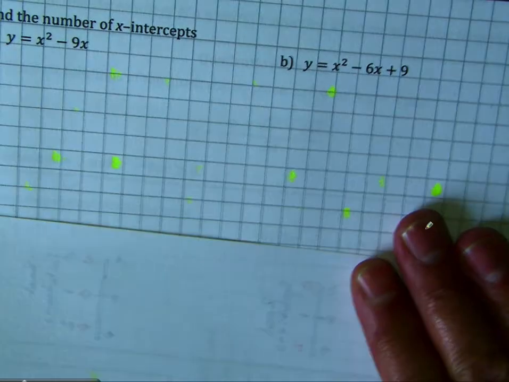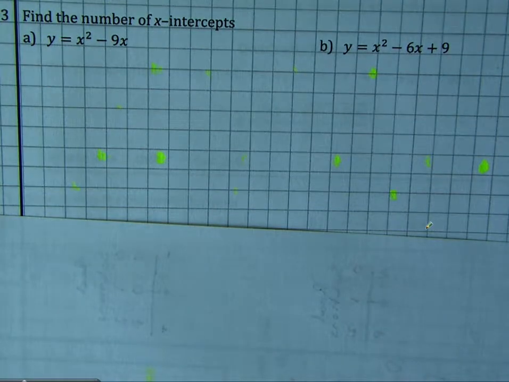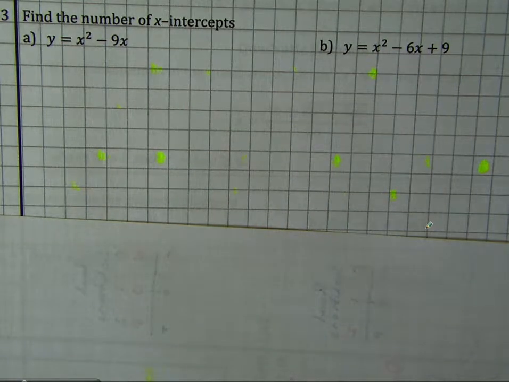Example number 3. Find the number of x-intercepts. Remember that your x-intercepts and your solutions are exactly the same. So we're going to go through the same process as example number 2. Go and pause it, write down example number 3, and then we'll do letter A together.